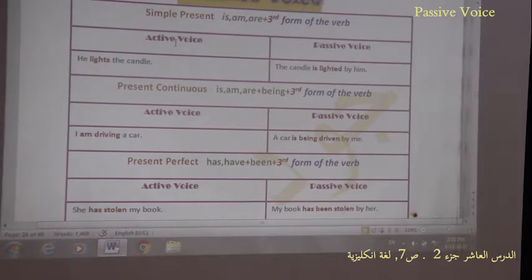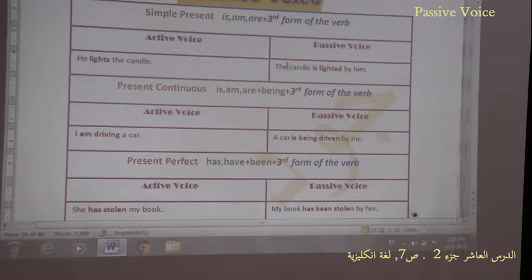So in the active, you all know, I told you earlier, we need the first form of the verb and we add s in third person singular. So this is an example in the present simple passive. He lights the candle. So don't forget to add s. Now in the passive, first of all, we change this object into subject, as you can see. So the candle now is at the beginning of the sentence.